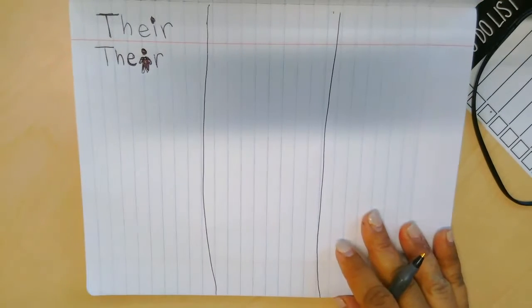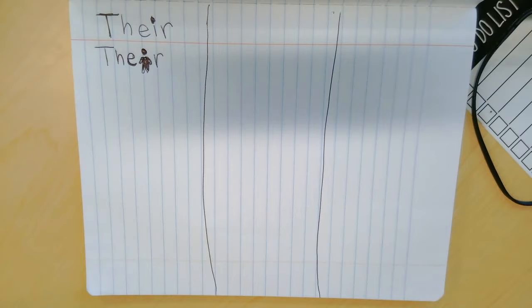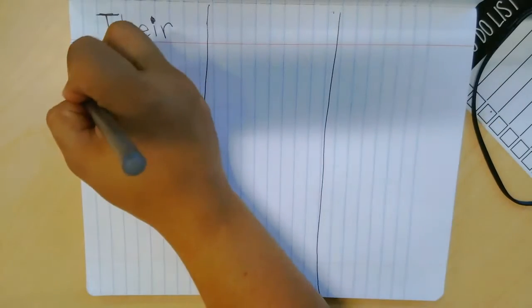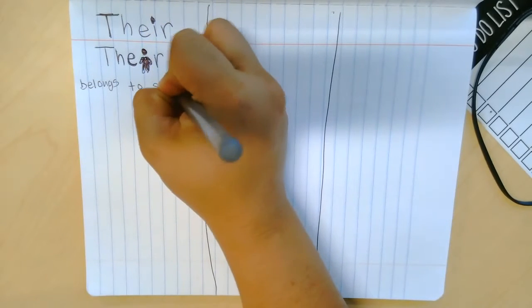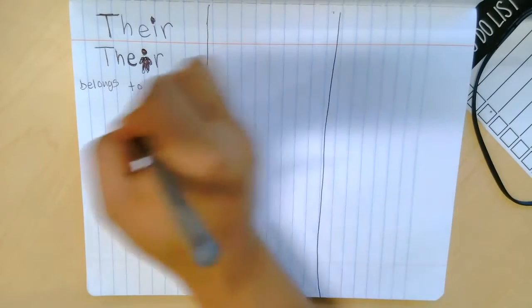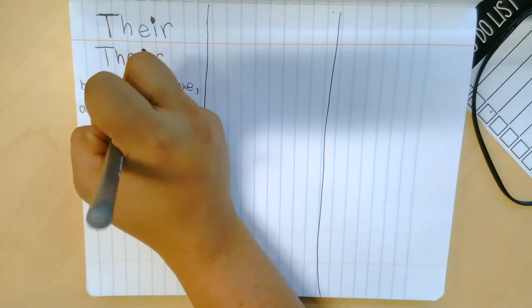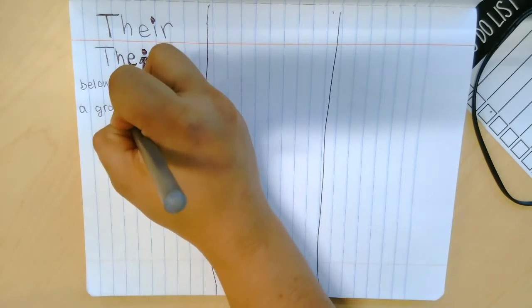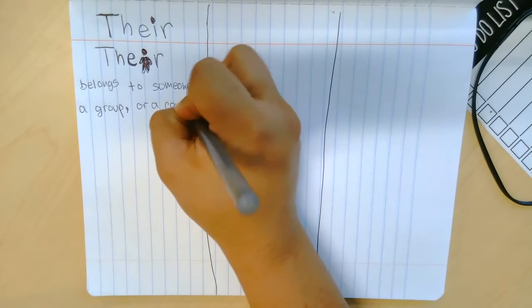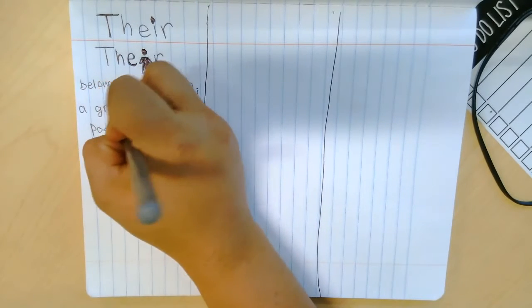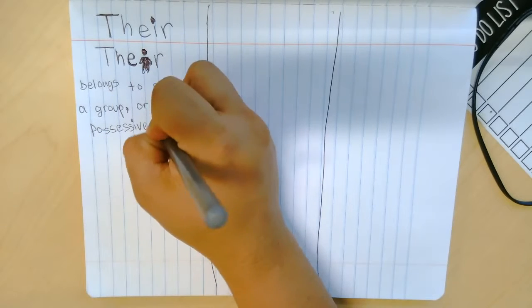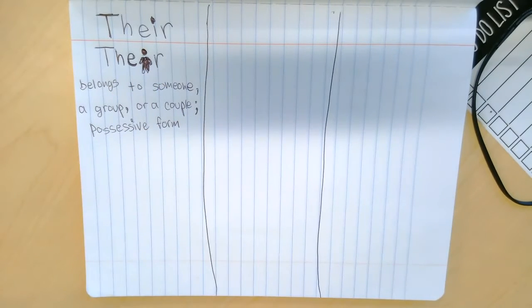So the reason why I had you write it this way to help you remind yourself is because this word, T-H-E-I-R, means belongs to someone, a group, or a couple; possessive form. So this is a possessive form. Belongs to someone, a group, or a couple. Possessive form.